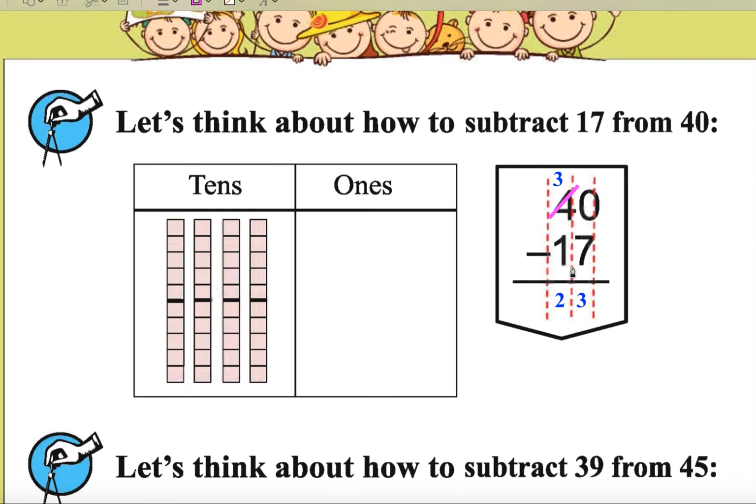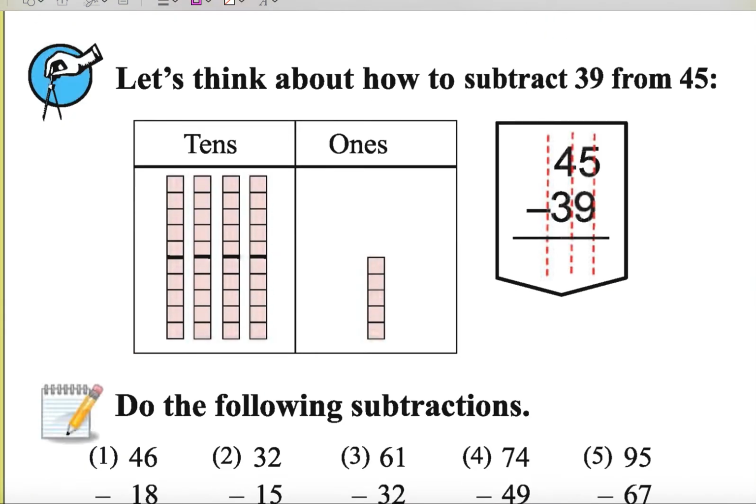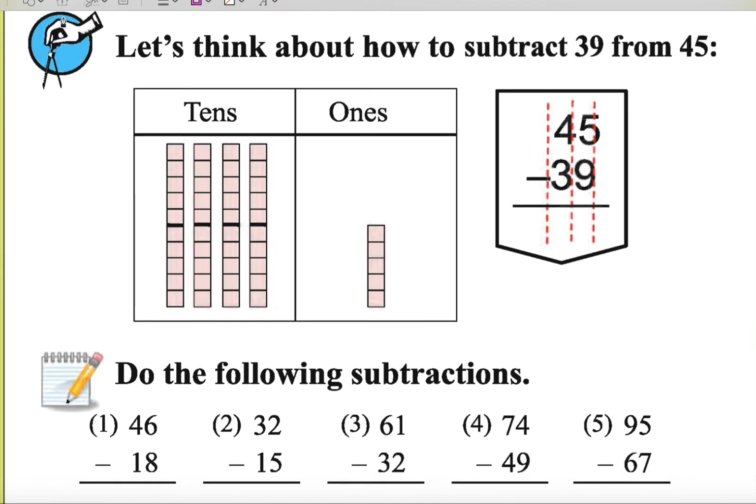If you have a doubt whether this result is correct or not, you need to add this one to this one. You should get 40. 3 plus 7 is 10, 0, 1 here, carry. 2 plus 1 plus 1 is 4, 40. So that is correct. Let's think about how to subtract 39 from 45. The method is going to be the same.